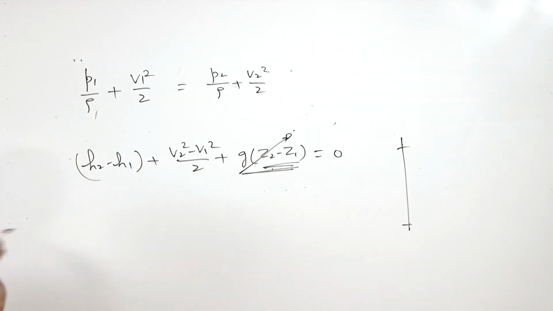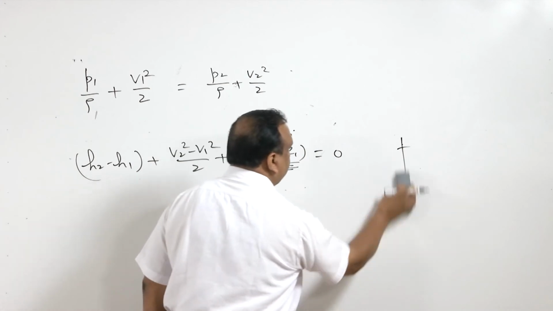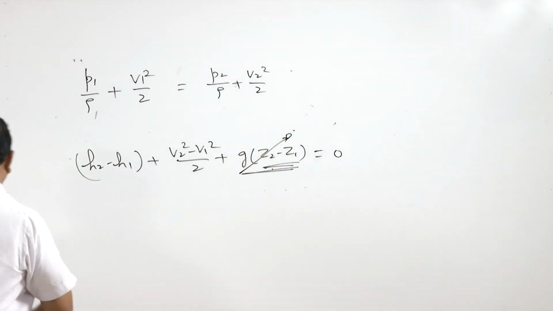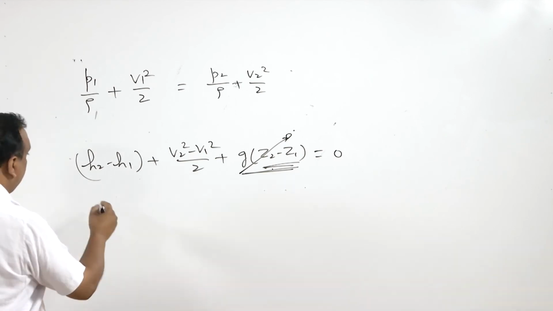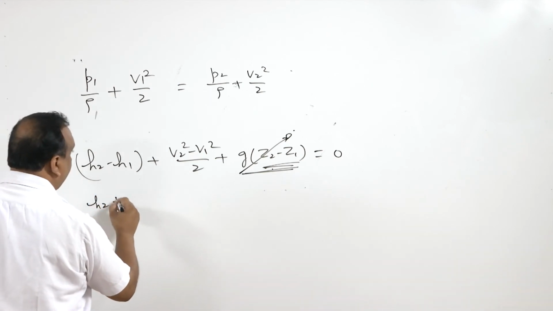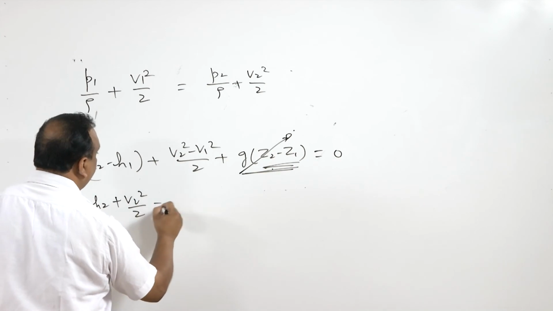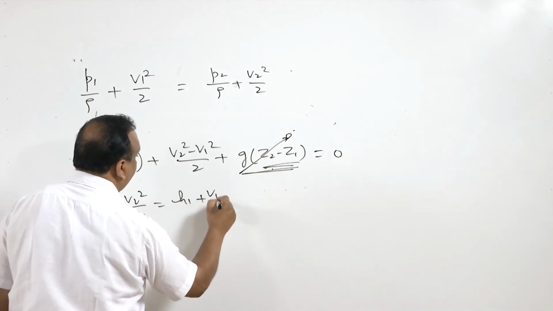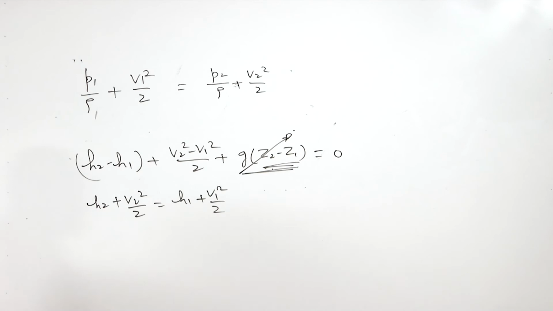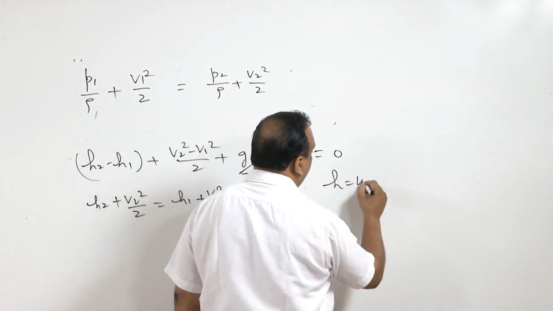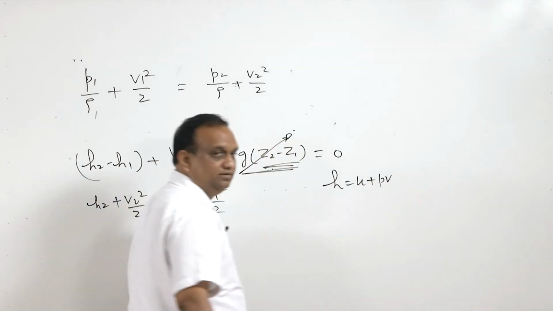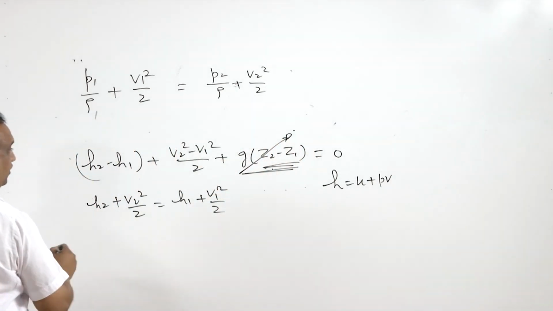So for here we assume that it is 0. So H2 minus H1 plus V2 square minus V1 square is equal to 0. Or H2 plus V2 square by 2 is equal to H1 plus V1 square by 2. We always know that H is equal to U plus PV.